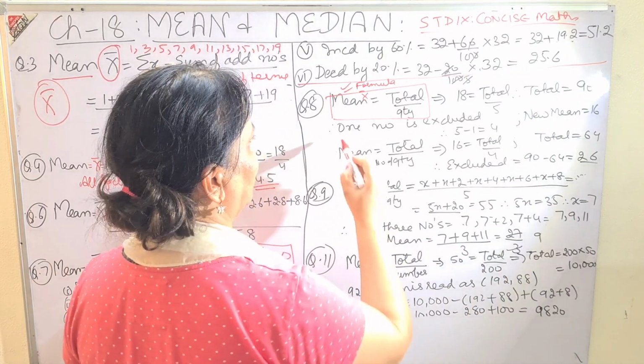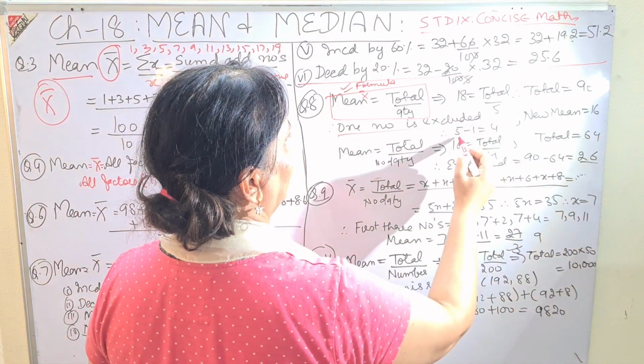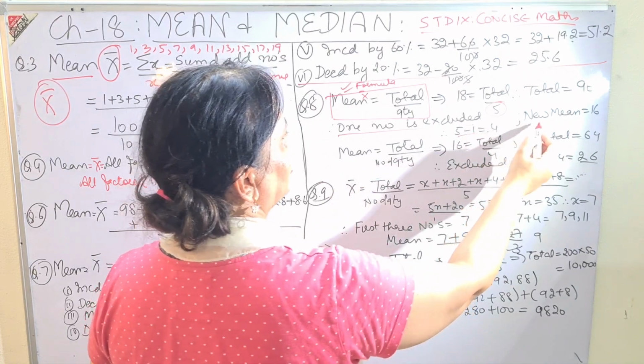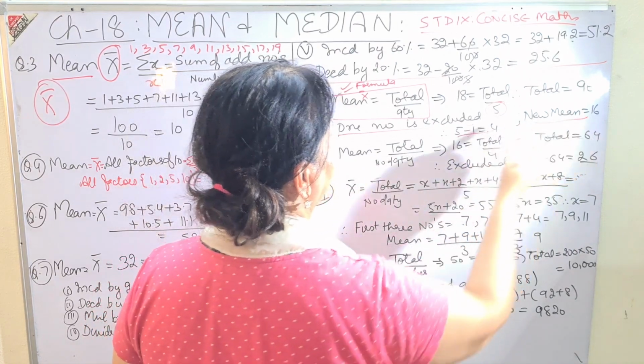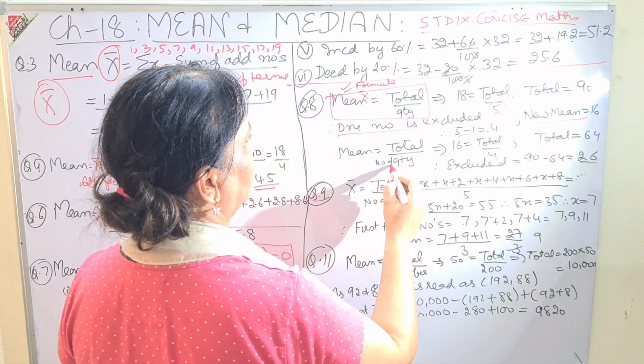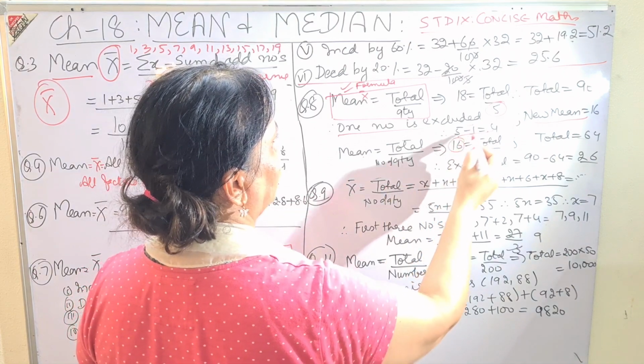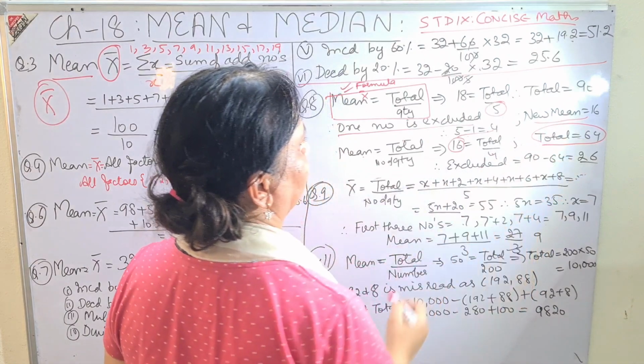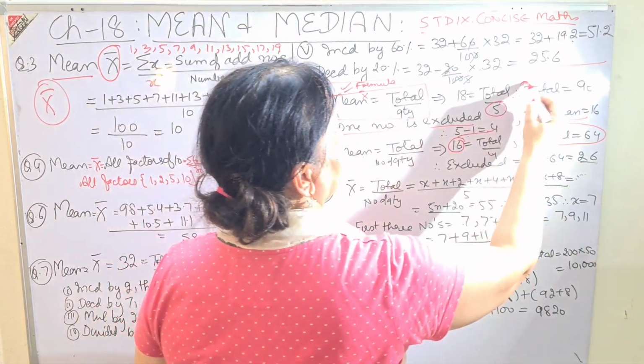He says one number is excluded. That means 5 minus 1. The number is 5, 1 is excluded, that means minus. And then the new mean is 16. Again the formula: mean is total over number of quantities. Now the mean is 16, but the number of quantities is 4. So the total is 64. First the total is 90.